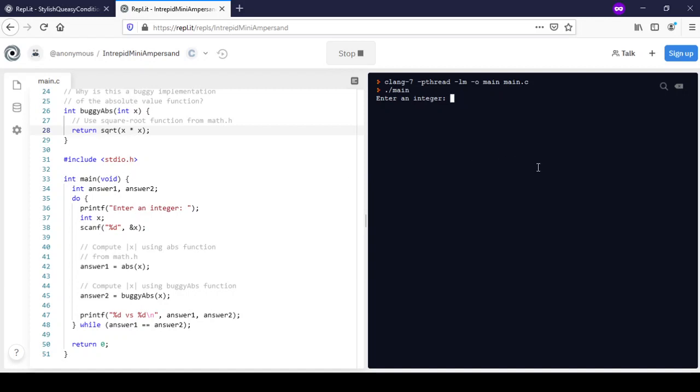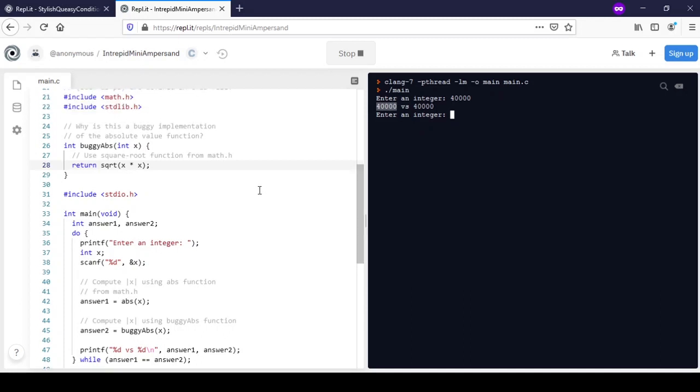Let's test it as usual. So let's try it on some fairly big number. I'm going to put 40,000. So 40,000, it's a positive number, so its absolute value should be 40,000. And what gets printed is two numbers, two answers. The first one is using the built-in ABS function. And the ABS function is defined in math.h, which I have included here in line 21 of the program. The second answer is being computed by our buggy ABS function. But in this case, it has produced the correct answer.